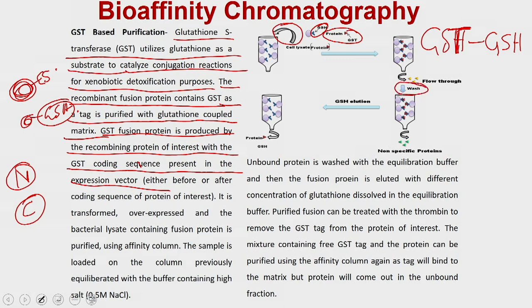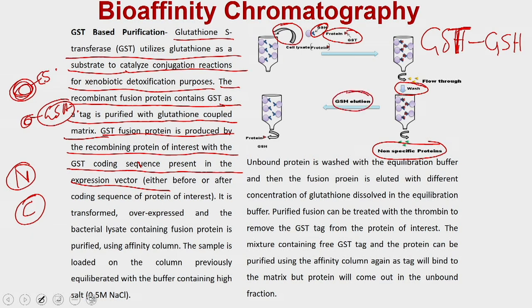Now in the next step you are going to do a wash. You are going to wash with a high salt concentration so that all other non-specific proteins come out from the column, and only the protein which contains the GST as a tag will bind to the GSH which is present on the beads. Now you are going to do the elution.